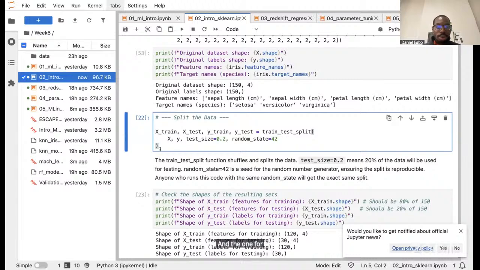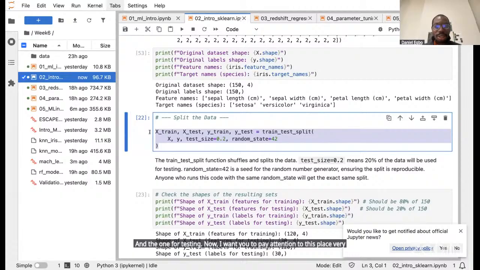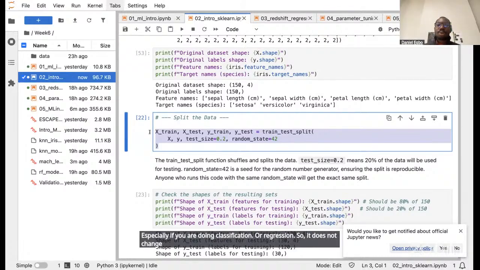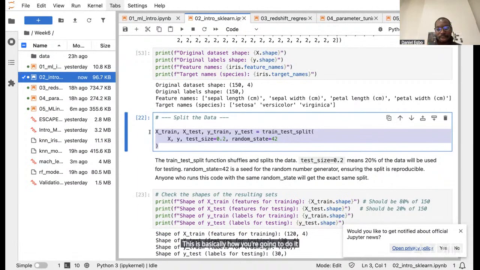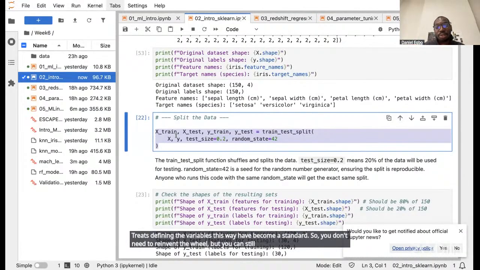Now, I want you to pay attention to this place that I've highlighted. This is how you define it. This is almost how you would do it in every field, whether it is science, astronomy, health sciences, aviation, engineering, business, or finance, especially if you are doing classification or regression. It does not change so long as you are using scikit-learn. This is basically how you're going to do it. For some reason, defining the variables this way has become a standard. So you don't need to reinvent the wheel, but you can still change it if you choose to.